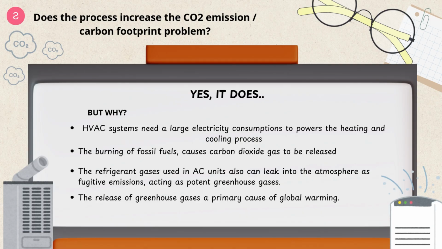It is because HVAC systems require a large amount of electricity to operate. A lot of energy is needed to power the cooling and heating process inside the system. In many countries, including ours, this electricity is generated by burning fossil fuels. When fossil fuels are burned, they release carbon dioxide along with other greenhouse gases, and these gases trap heat in the atmosphere, making them one of the primary causes of global warming. As a result, the use of HVAC systems contributes significantly to the carbon footprint and has a negative impact on our planet.